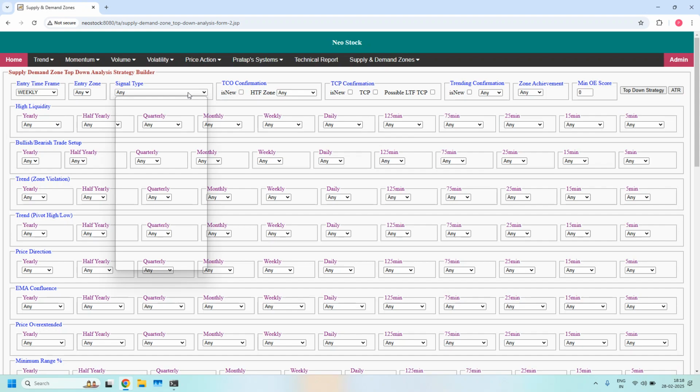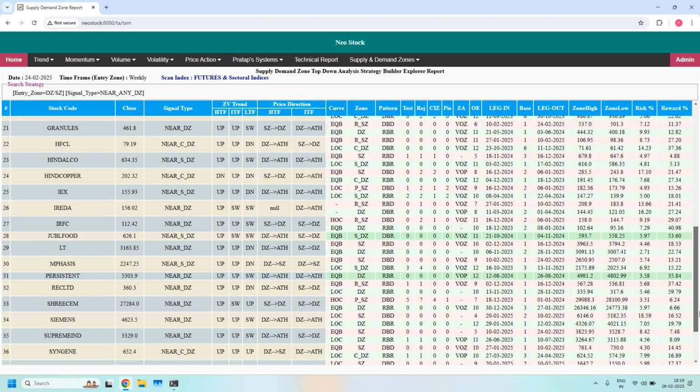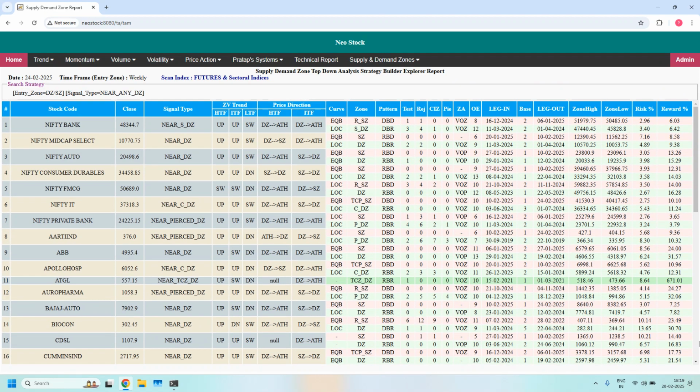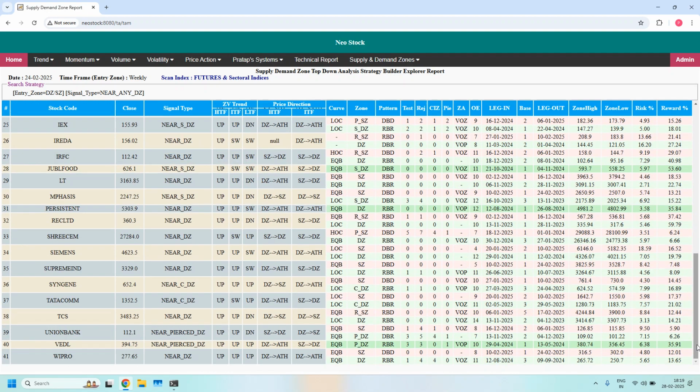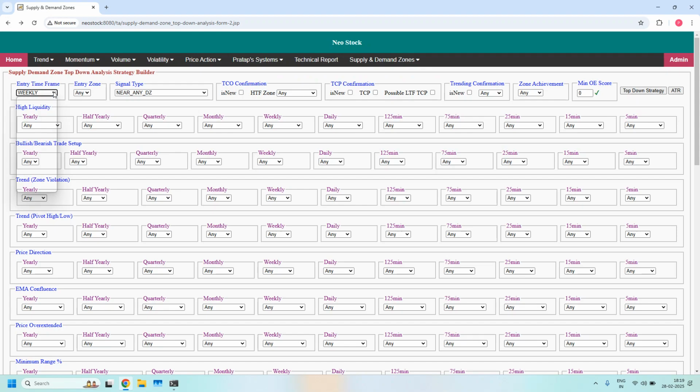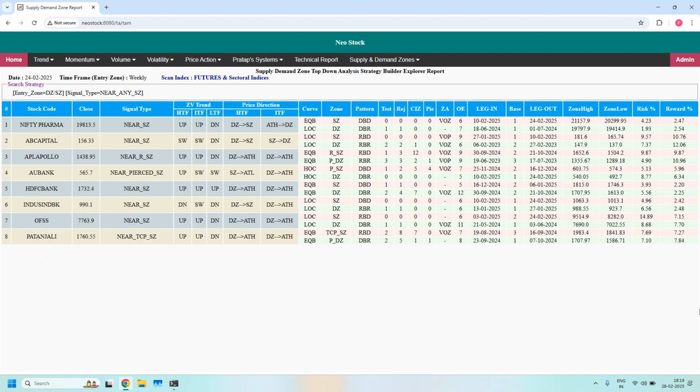For weekly time frame, stocks near weekly demand zone. We got 41 stocks near weekly demand zone. Scrolling the list down. So total 41 stocks are filtered. Okay, next for weekly time frame, stocks near weekly supply zone, we got 8 stocks.